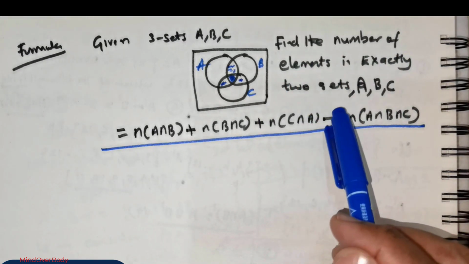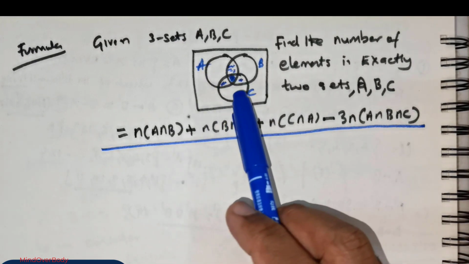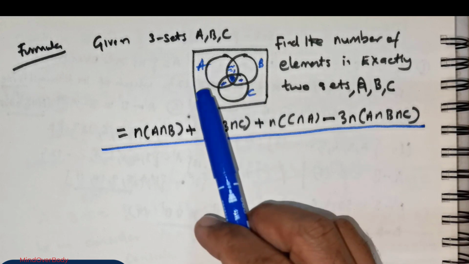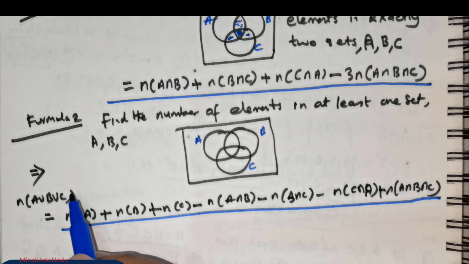So this is the all-important formula that we will be using to find the number of elements in exactly two sets when we are given A, B and C, and there is an intersection taking place among these three sets.